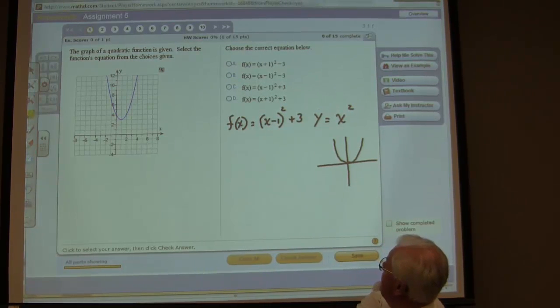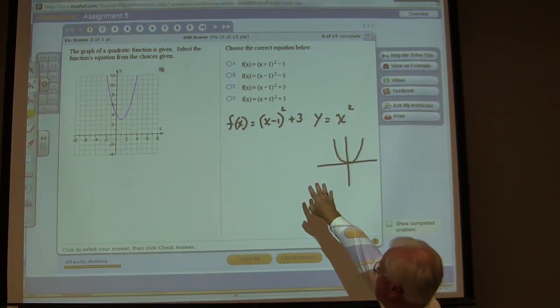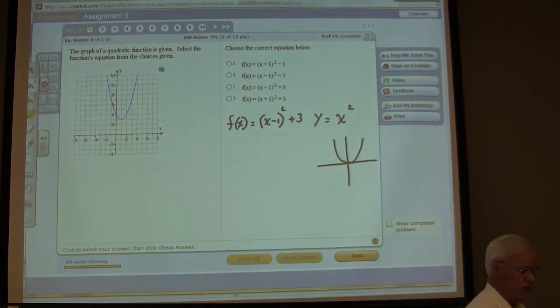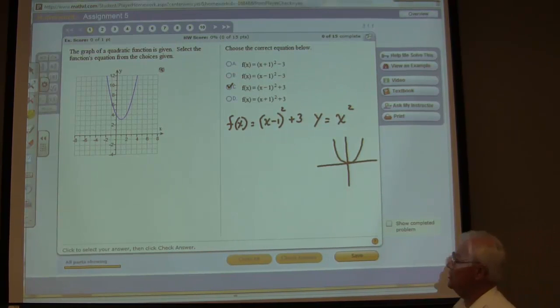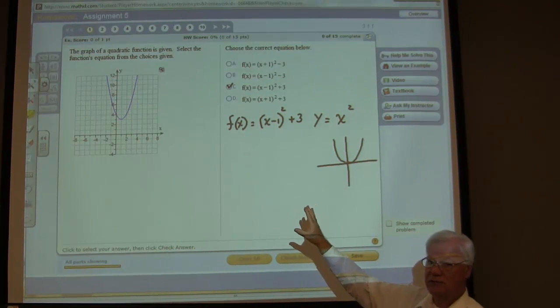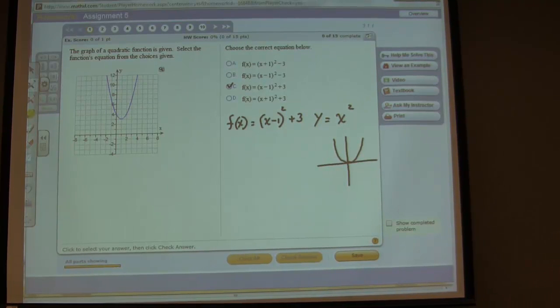So which one of those answers up above matches this? It looks like C. C matches that. So that's based on translation. And what we're going to find is what we learned in translations earlier applies to other shapes and other graphs. So that's what that problem is trying to show there.